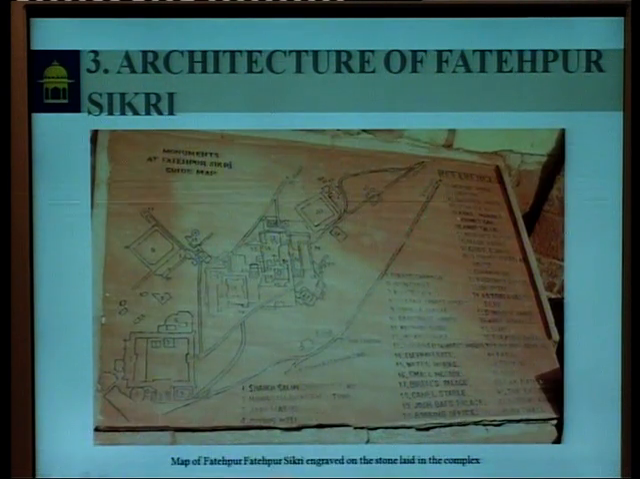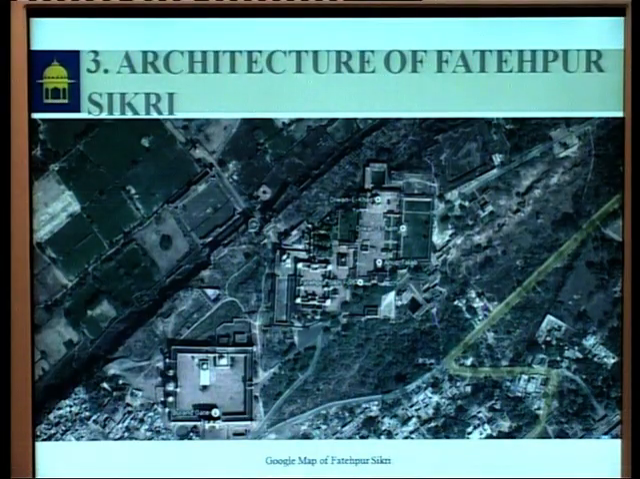This is a map of Fatehpur Sikri at the site. We will see that more in detail. And this is a Google image of Fatehpur Sikri, where distinctly there are two parts of the city. This one is the religious part or the mosque complex, and this one is the palace complex. Although there are pathways linking both of them, primarily there are two distinct zones. One is the religious zone, the other is the residential or the palace zone.